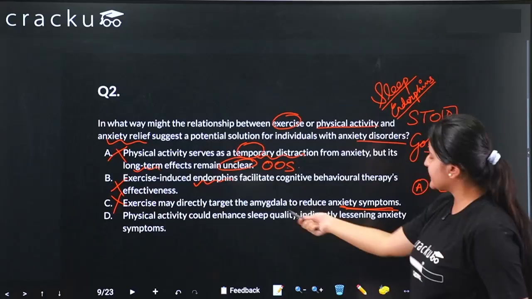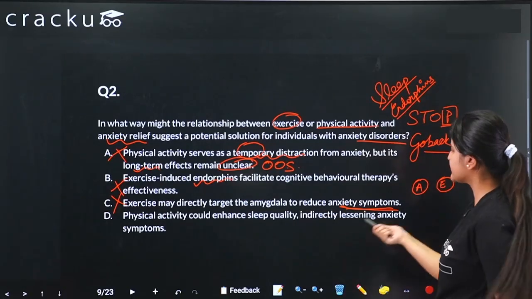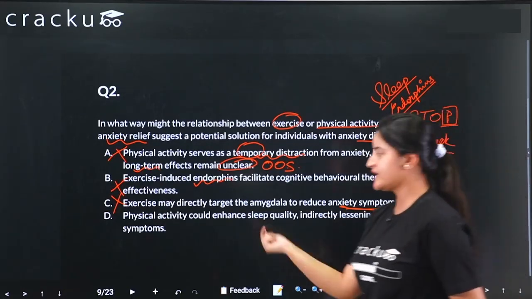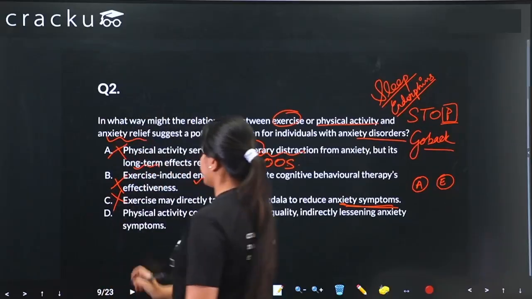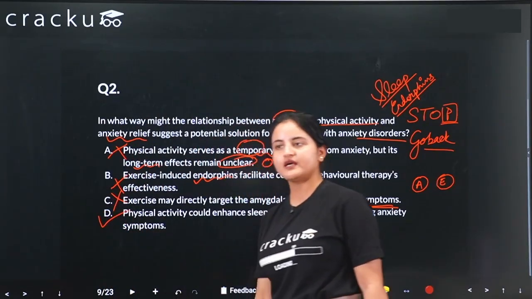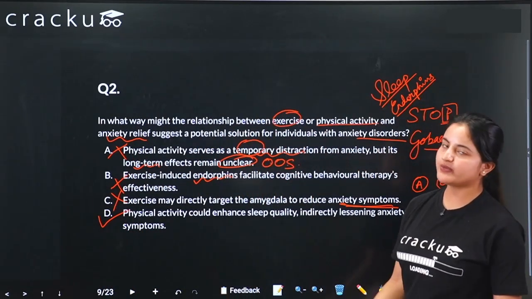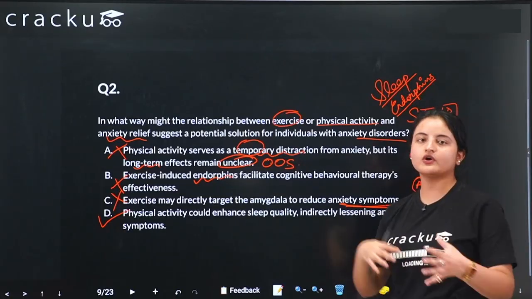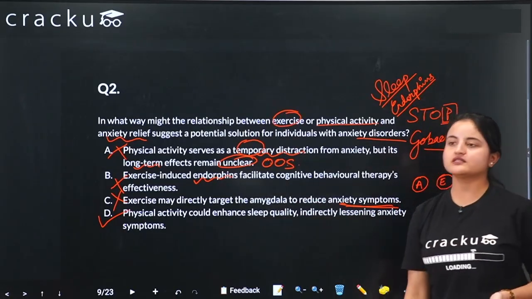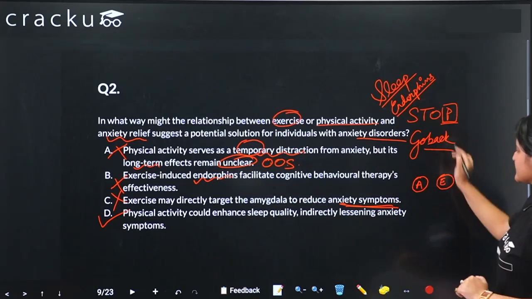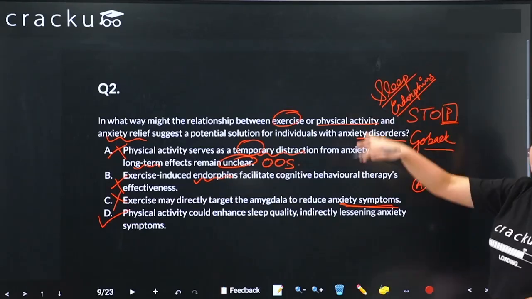Physical activity could enhance sleep quality, indirectly lessening anxiety symptoms. This relationship was made, that it will help in sleeping, and then if you can sleep better, it would definitely help you in your anxiety disorder. So D is the right choice. Next question. So we can all see how STOP is always working for us.